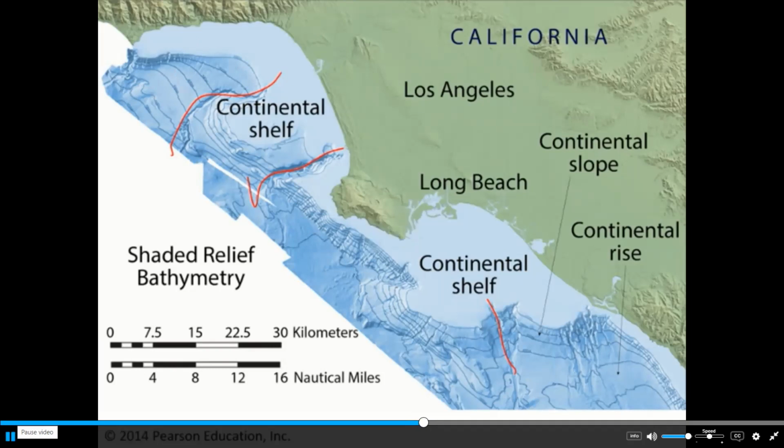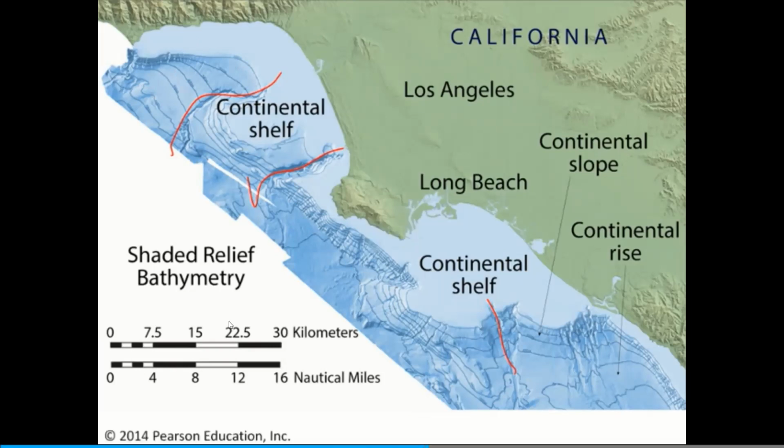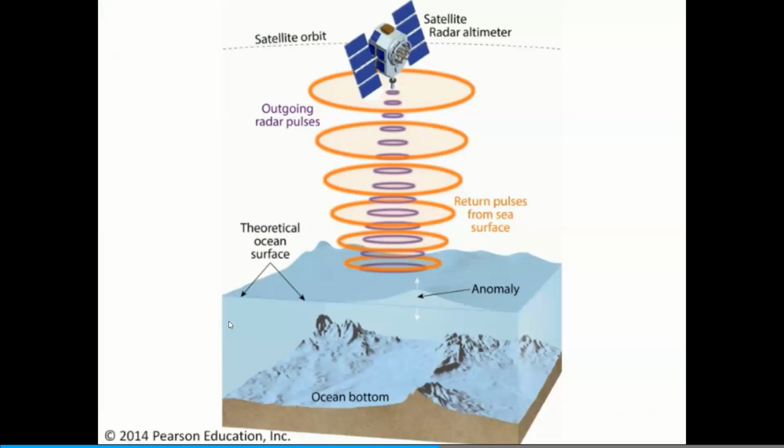The detail is quite extraordinary. We can actually even measure how deep it is to the ocean bottom without ever going close to the ocean. Satellites orbiting the Earth can pulse radar off the sea surface.